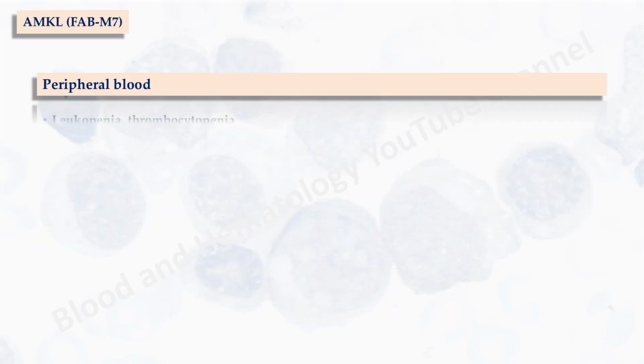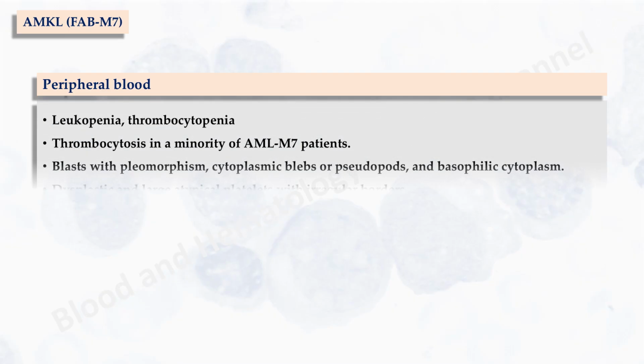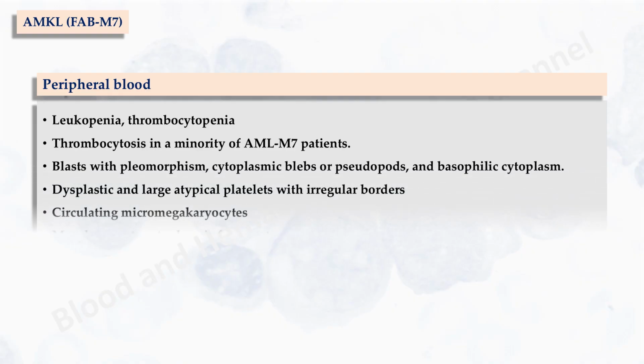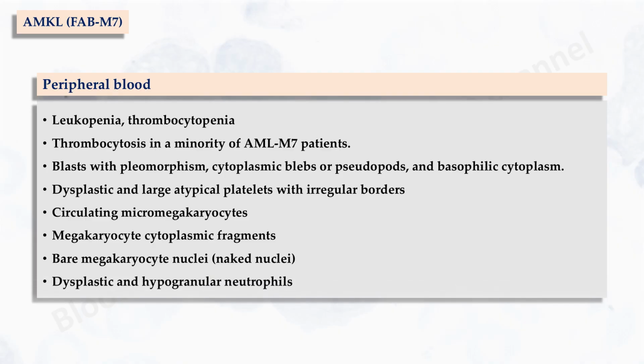Peripheral blood in AML-M7 usually presents leukopenia and thrombocytopenia, but a minority of patients may have thrombocytosis. There are blasts with pleomorphism, cytoplasmic blebs or pseudopods, and basophilic cytoplasm. Dysplastic and large atypical platelets with irregular borders, circulating micro-megakaryocytes, megakaryocyte cytoplasmic fragments and bare megakaryocyte nuclei are often present. Dysplastic and hypergranular neutrophils may be also present.